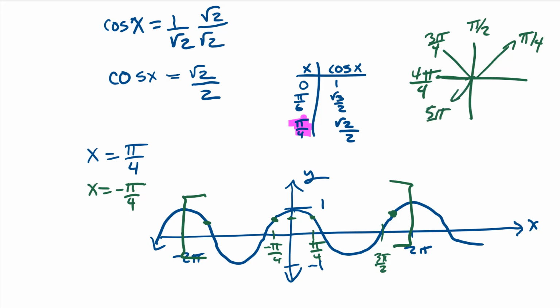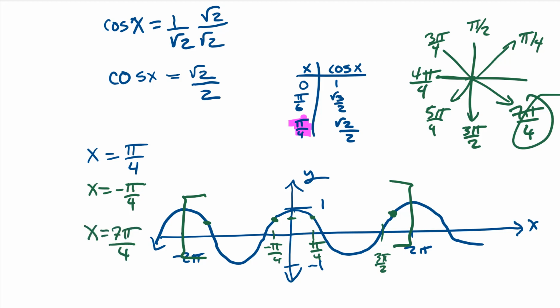5 pi over 4, 6 pi over 4, that's 3 pi over 2, 7 pi over 4. That has a reference angle of pi over 4, the same reference. That must be the one. 7 pi over 4, nailed it. But look at this. Cosine is what we call an even function. It's symmetric about the y-axis. If you come back here, this is also negative 7 pi over 4.